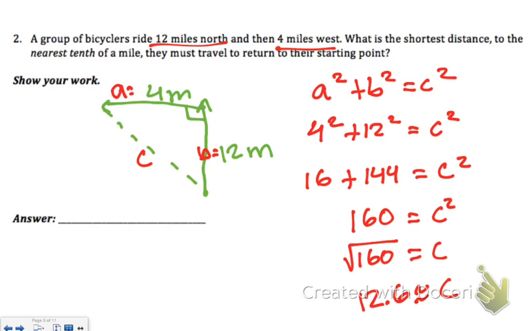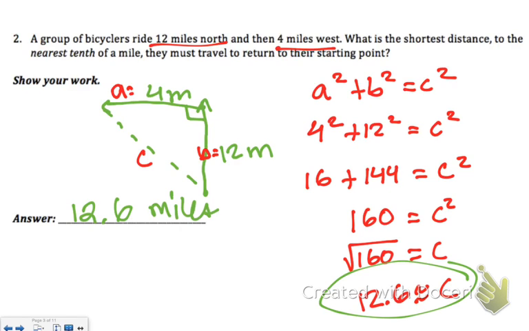The exact distance would be the square root of 160, and the approximation, rounded to the nearest tenth of a mile, would be 12.6 miles. That would be the shortest route.